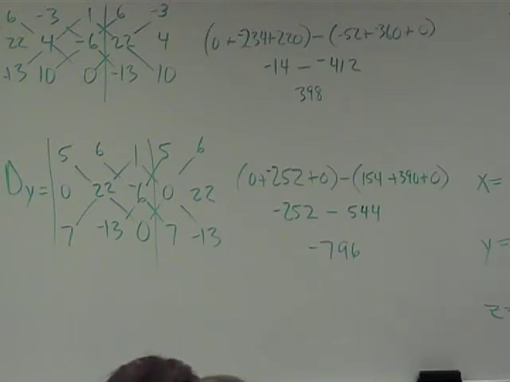That's negative 2. Who finished z, d sub z? Did you get negative 1990? Yeah. So that's negative 1990 over 398. That's negative 5. So my answer is 1, negative 2, negative 5.